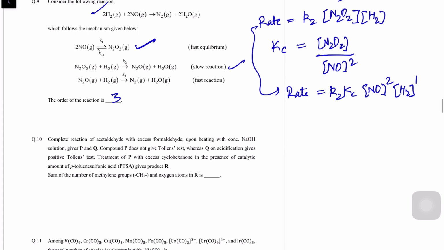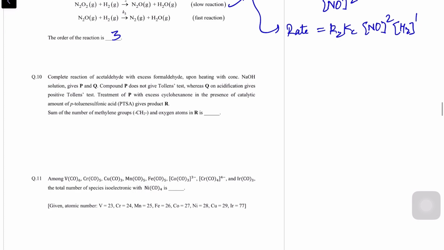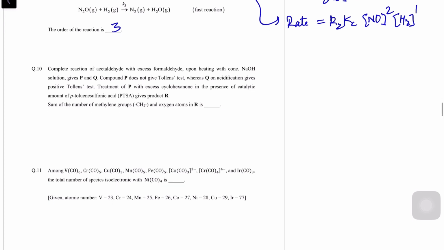Question number 10. Complete reaction of acetaldehyde with excess formaldehyde. This is a very important reaction, guys. We studied this in aldol condensation and Cannizzaro reaction. Acetaldehyde has alpha hydrogen, CH3CHO. These are 3 alpha hydrogen. Formaldehyde does not have alpha hydrogen.